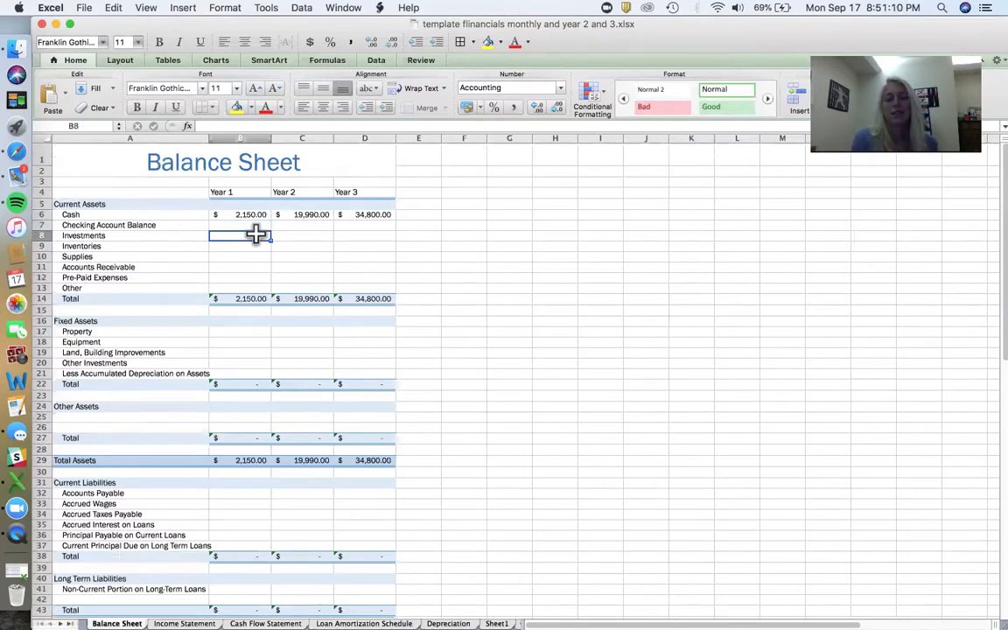Any investments, again, not really an issue. Inventory, supplies, any of those. Accounts receivable, if there are any customers who haven't paid in full by the end of the period or by the end of the year here. Prepaid expenses, if you have, I guess, trash collection that's paid for the next 3 months, include that there. Other, again, define that how you want.